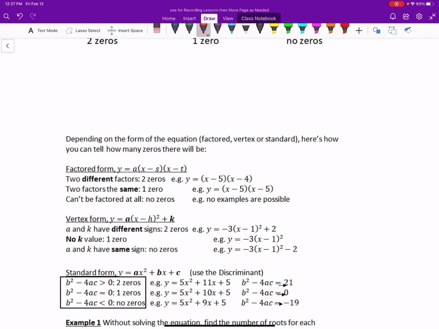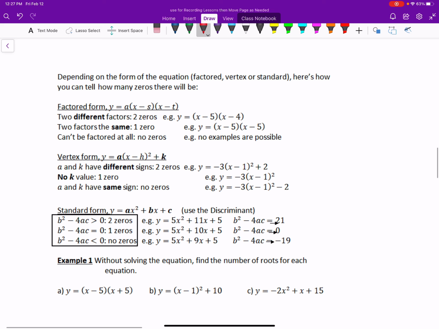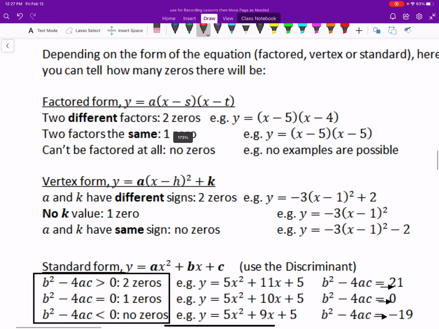Depending on the form of the equation, here's how you can tell how many zeros there's going to be. Factored form's the easiest. If it's in factored form, and it's got 2 different zeros that you can see, 2 different factors, like this, there have to be 2 zeros. The zeros are 5 and 4. If it's in factored form and you've got 2 of the same factors, as in a perfect square, there's only 1 zero. And if you can't put it in factored form, then there's no zeros.